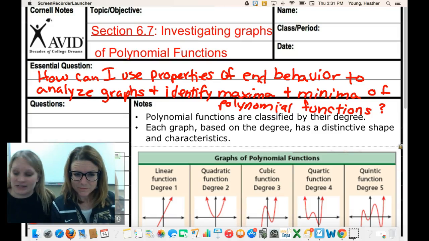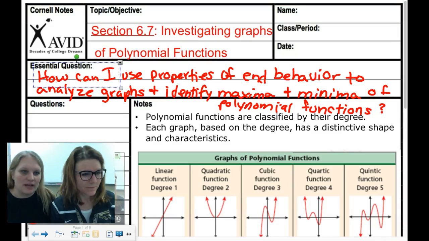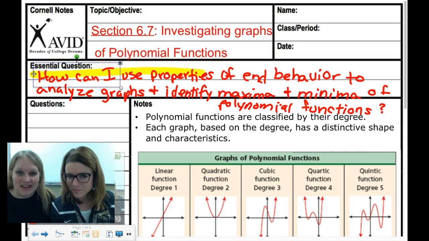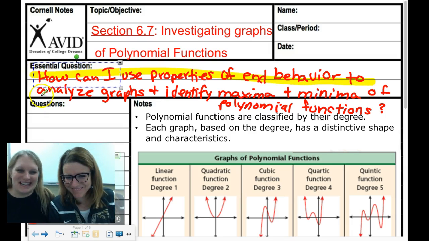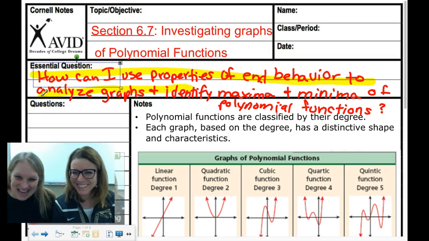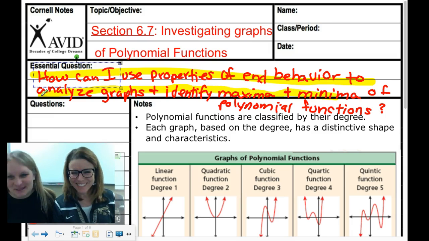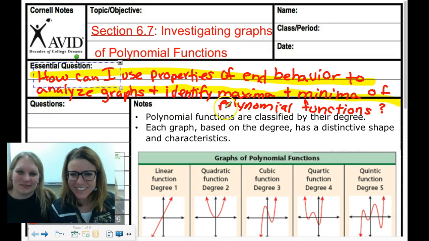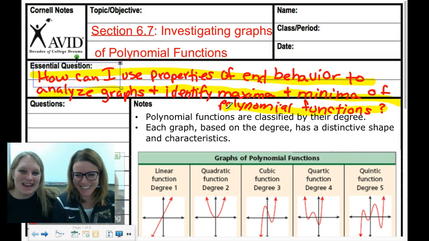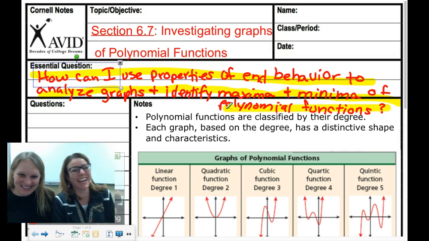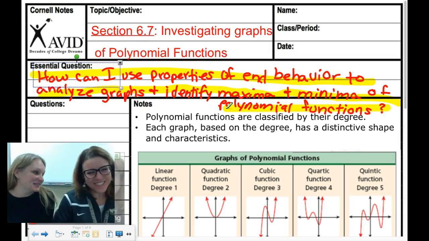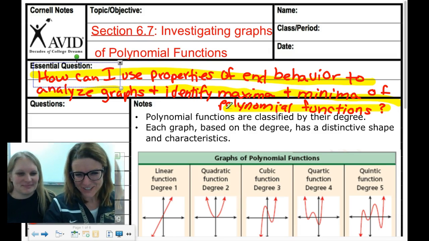All right, today our essential question is, how can I use properties of end behavior to analyze graphs and identify maxima, minima of polynomial functions? That is a lot, Miss Young, but we will talk about it. As you can see, you're going to do a lot in this section.